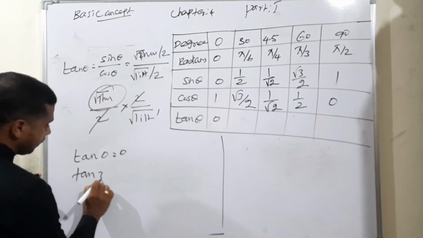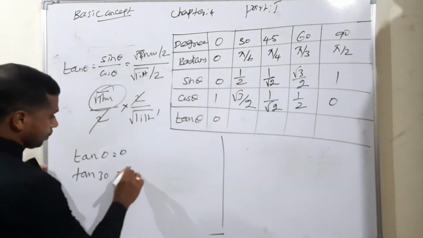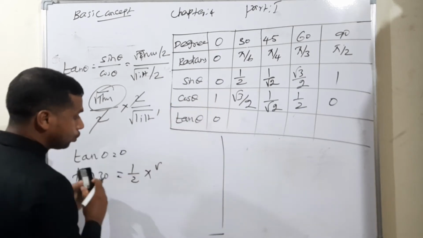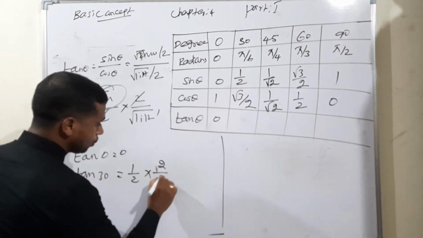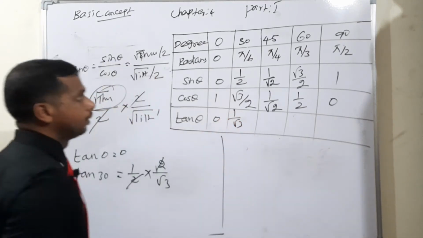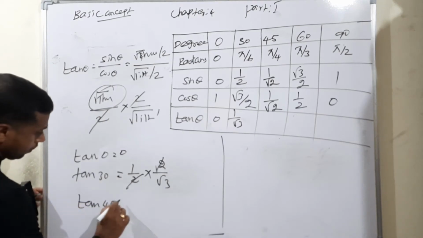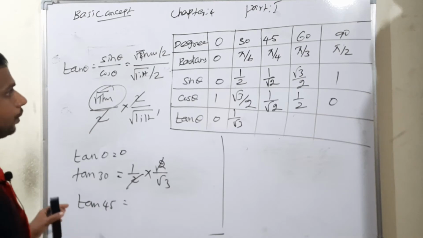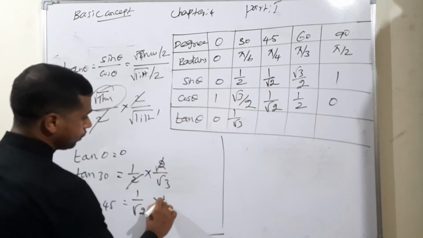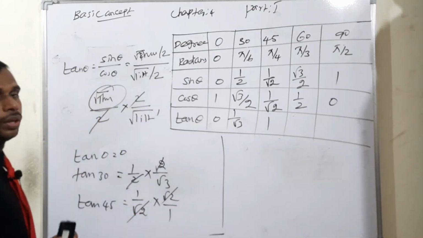tan 30. So, tan 30 means sin 30 is 1 by 2, cos 30 is root 3 by 2. Reciprocal means 2 by root 3 will come, isn't it? 2 by root 3. Again 2 cancels. Therefore, tan 30 is equal to 1 by root 3. Next one, tan 45. So, sin 45 divided by cos 45. Sin 45 is 1 by root 2 into root 2 divided by 1. Root 2 cancels. tan 45 is equal to 1.